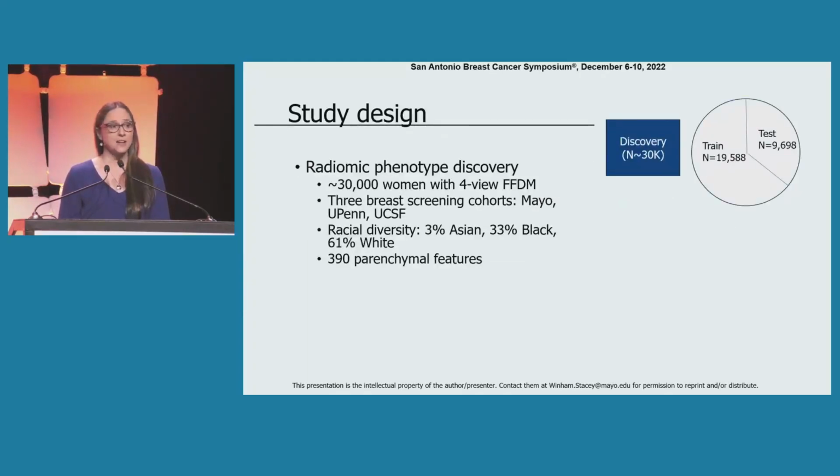So we designed a study within 2 phases. The first phase was a discovery phase for identifying these radiomic phenotypes. We had a large sample of 30,000 women with 4-view FFDM images. These women came from 3 breast screening cohorts. They represent a spectrum of racial diversity with 3% Asian, 33% Black, and 61% white women. Among these 30,000 FFDM images, we extracted 390 parenchymal features. And we split these women into a training and testing set to use these features to define our radiomic phenotypes.